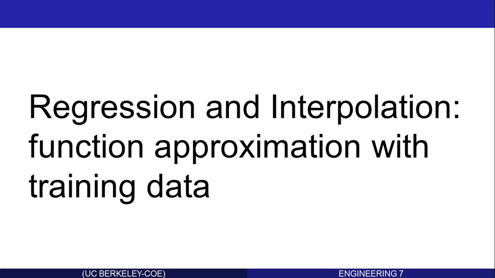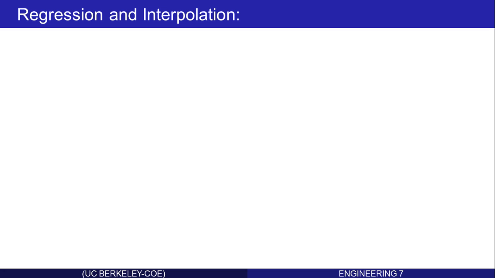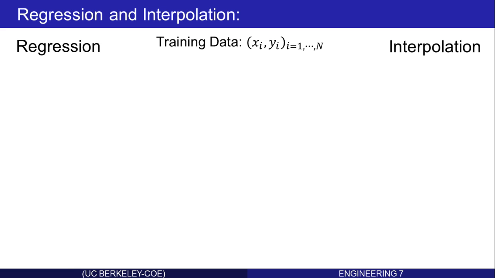They're basically function approximation using training data. What does that mean? Let's start with training data, which we'll think of as a collection of pairs of real numbers, an x and a corresponding y, and a finite number of these pairs, i equals 1 to n. Then there's regression and interpolation with this data.